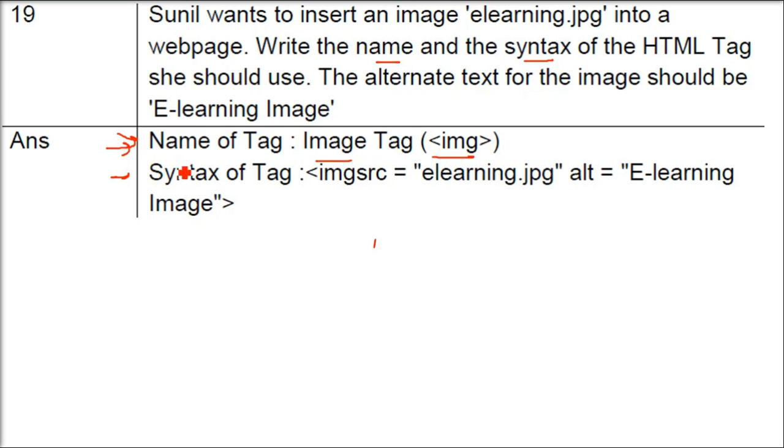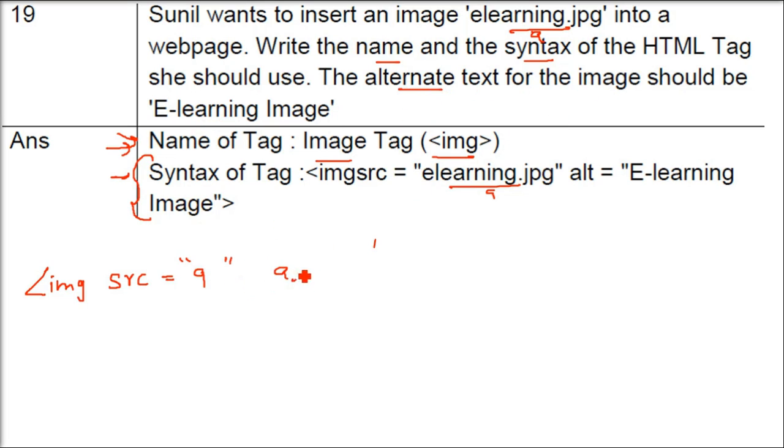So you have to write the name of the tag, that is the image tag, IMG, name of the tag. And then the other part of the question is asking syntax of tag. For that you will write IMG, then you are going to write SRC. SRC is coming from where? The path you have to see. This image, we assume that it is in the same folder where the web page is. So you have elearning.jpg, you are going to write here.